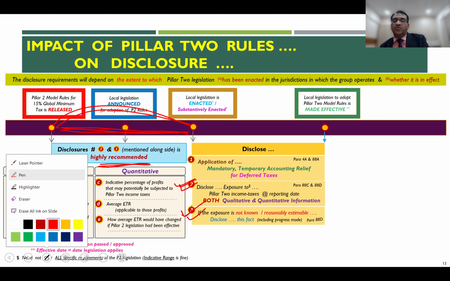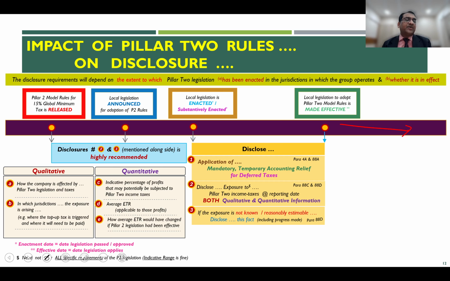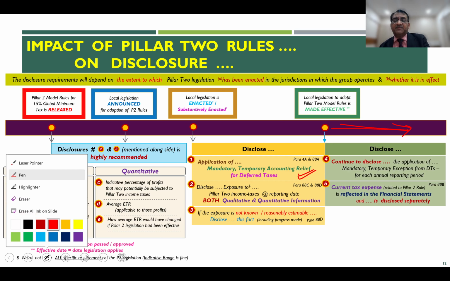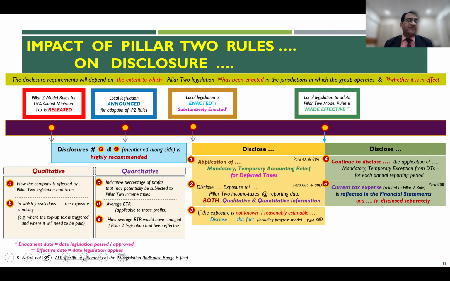Now, what happens subsequently after the legislation is effective? There is one specific disclosure which is required on a go-forward basis. Of course, you will continue to apply the deferred tax related mandatory relief. You will continue to disclose this piece. You will continue to disclose the application of the mandatory temporary exception for deferred taxes for each reporting period.